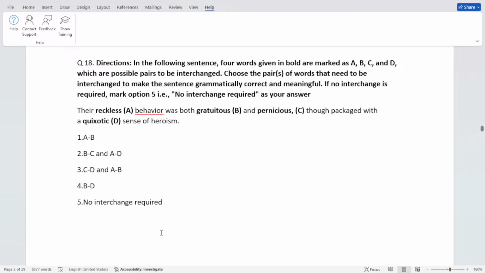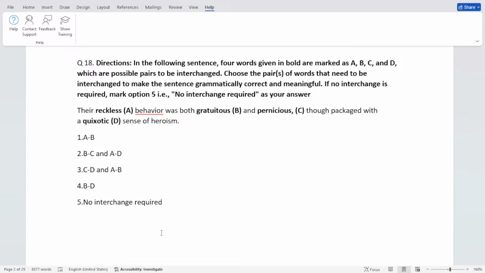Their reckless behavior was both gratuitous and pernicious, though packaged with a quixotic sense of heroism. So this is the part given. So accordingly, what we are supposed to change, we have to see. Reckless behavior is appropriately described here. Gratuitous and pernicious, the word poetic fits well describing the sense of heroism. Recklessness means without thinking anything. Gratuitous is nothing but unnecessary, unimportant. Pernicious is nothing but very harmful and gives side effects.